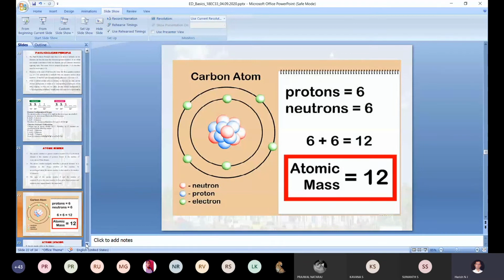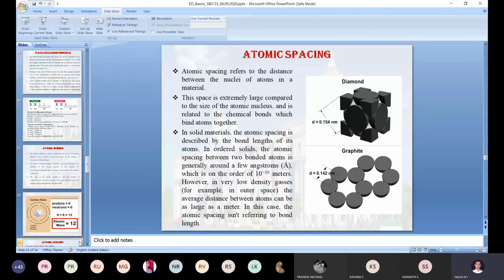Okay. So next we will move to the next definition, atomic spacing. What is the definition of atomic spacing? I have shown the definition diagrammatically as well as in text form here. Can you tell me the definition or meaning of atomic spacing? What is atomic spacing?